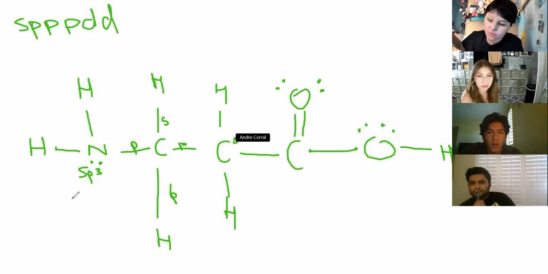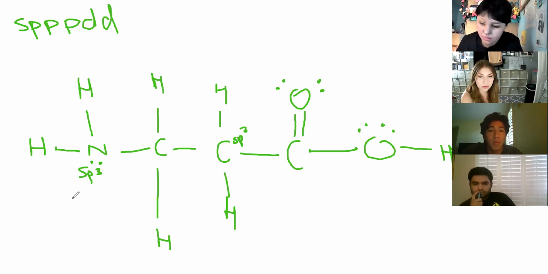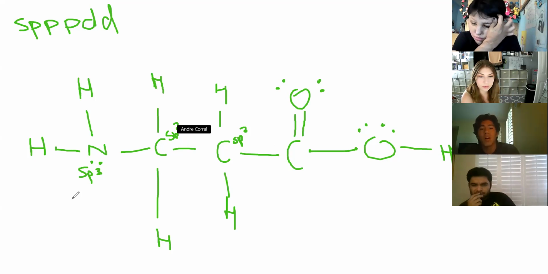So do you see how this problem might look intimidating at the start, but once you solve one and you understand what you're doing, you can assume all the rest and be correct by assuming all the rest? So this is an sp3 hybridized carbon, sp3 hybridized carbon.